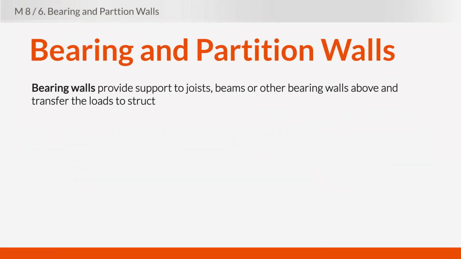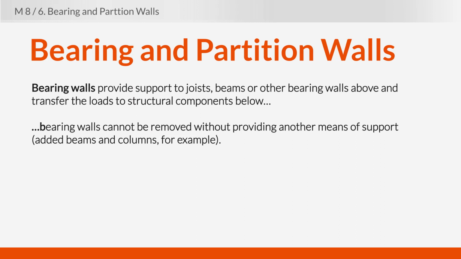Next, we have bearing walls and partition walls. Bearing walls provide support to joists, beams, or other bearing walls above, and transfer the loads safely down to structural components below. So bearing walls cannot be removed without providing another means of support. So if someone wants to pull out a bearing wall because they want to make a room larger, they can possibly do that, but something's going to have to replace the bearing wall. So we have to add beams and columns as an example.